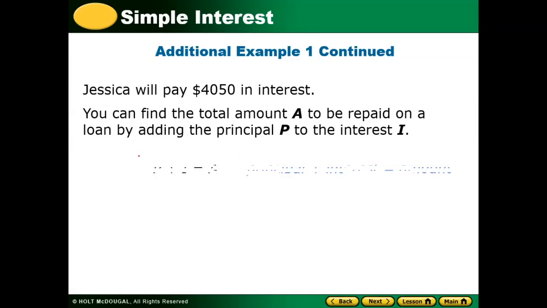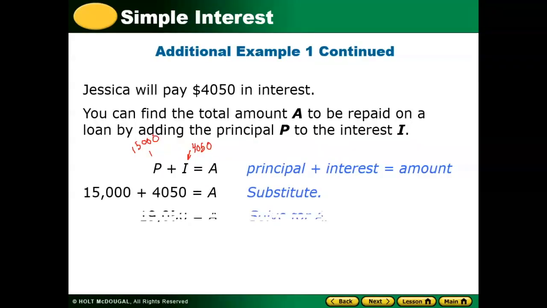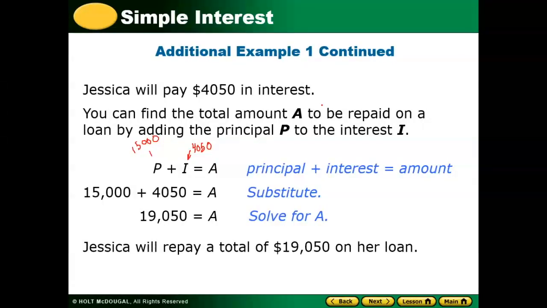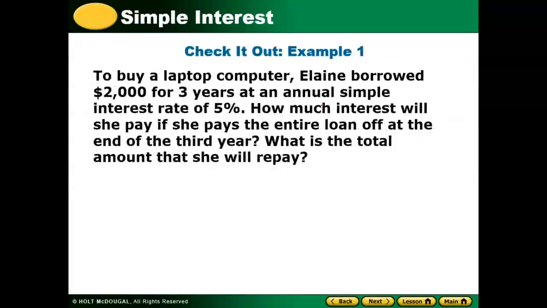So we know to find our amount, we have to take our principal plus our interest. So we just calculated our interest in the last question, which was 4,050. And we also know that the original principal amount that she borrowed was $15,000. So when we add those together, we find that the total amount that was repaid on this loan was $19,050. So she would repay a total of $19,050 on her loan.